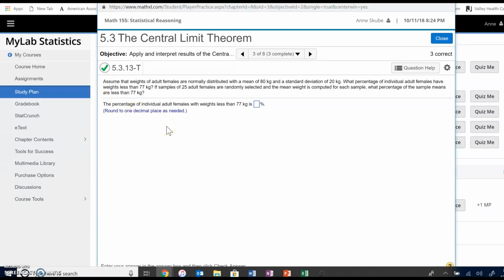Hi, this is Ann Scooby, and I am going to show you how to use StatCrunch to solve a problem on the central limit theorem. We are going to answer this question.